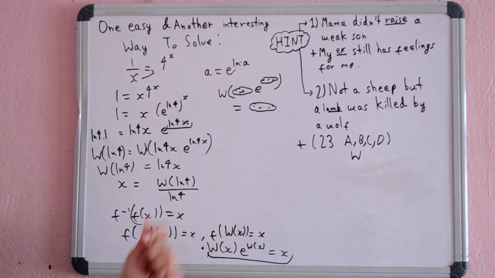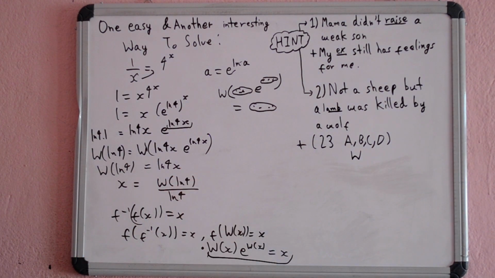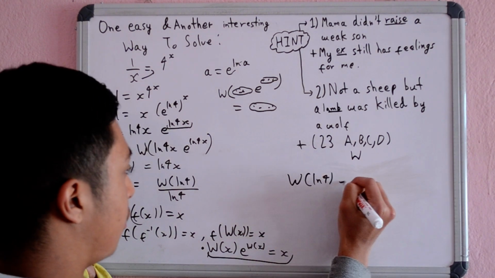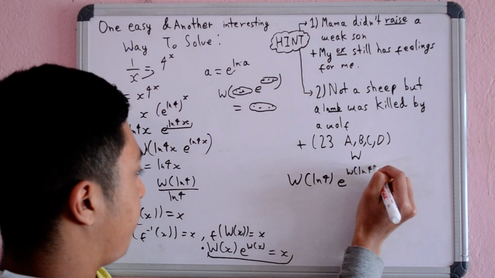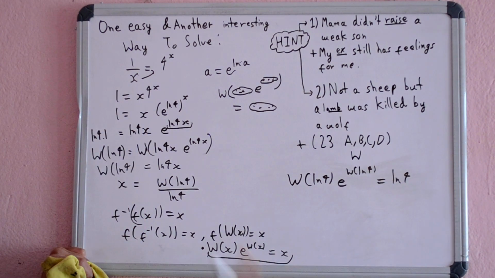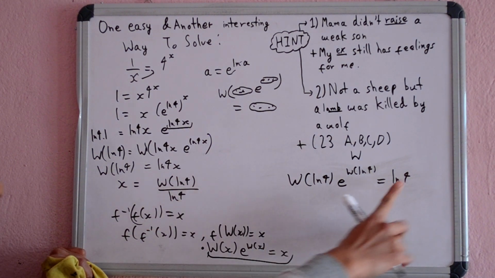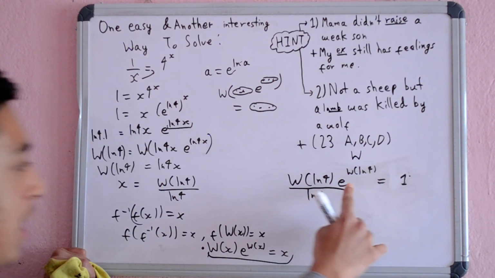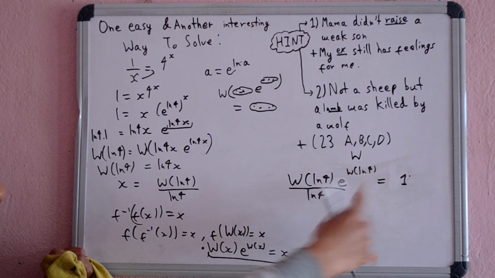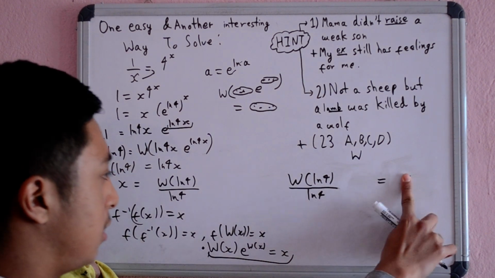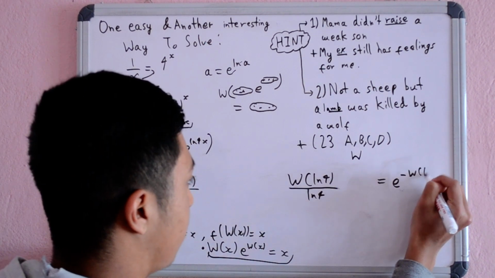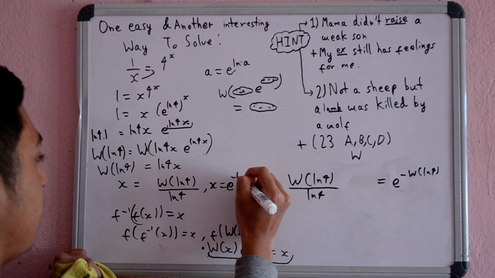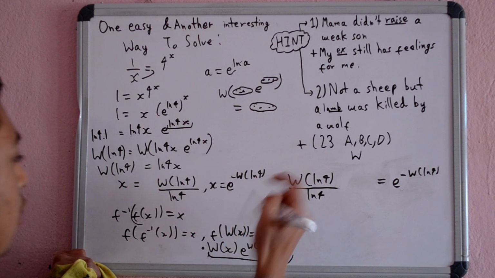So we can see we have W of ln 4 and ln 4. So that means using this we can see that W of ln 4 e to the power W of ln 4 is equal to ln 4. So we have W of ln 4 by ln 4. So we can just divide everything by ln 4, and we have an extra term e here we can take to the right hand side. So this becomes e to the power minus W of ln 4. So overall x can be equal to e to the power negative Lambert W function of natural log of 4.